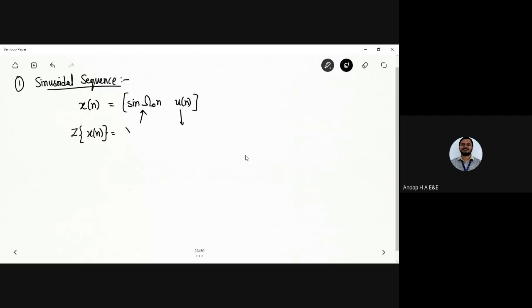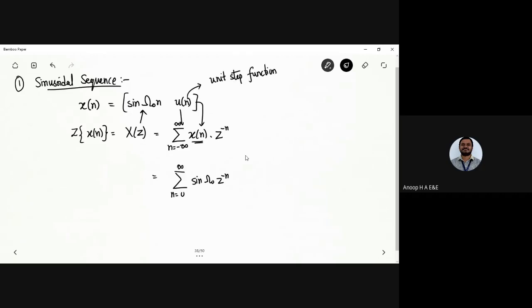The Z transform of x of n is X of z, which is equal to sigma n equals minus infinity to plus infinity x of n multiplied with z power minus n. So this x of n is written like this: sigma n equals 0 to infinity, sine of omega naught n z power minus n. Here u of n is a unit step function. As I already told you, its value will be 1 for n greater than 0 and 0 for n less than 0.